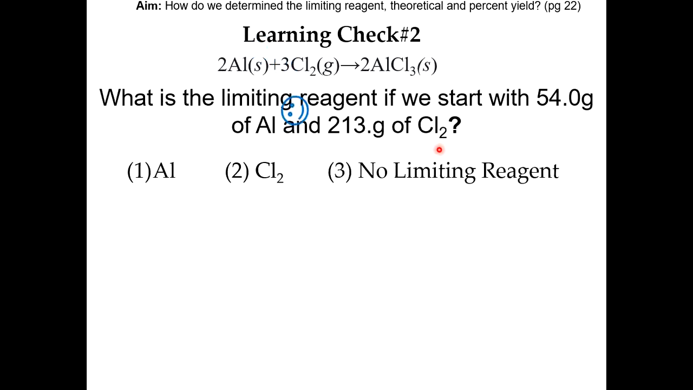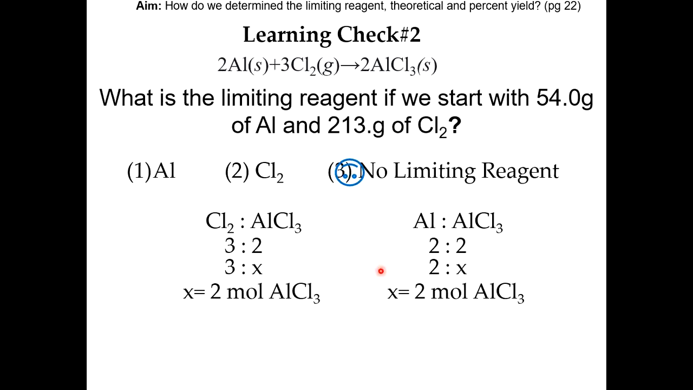So the answer is choice 3, no limiting reagent. So the first step is to convert everything to moles. We have 2 moles of Al and 3 moles of Cl2. Next, we set up a mole ratio. Notice in both cases, we produce the same amount of product. Therefore, everything will be used up and there is no limiting reagent or excess.